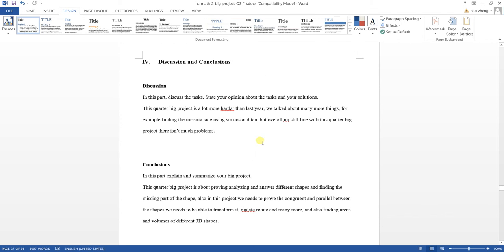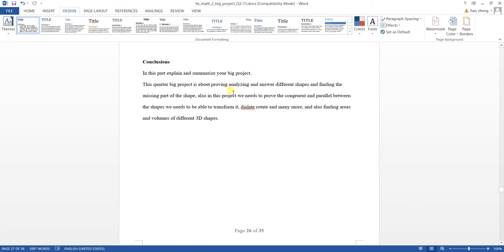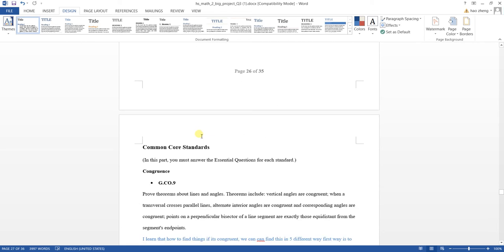And then let's come to the conclusion. The discussion. So in this big project, it's harder than last year, but overall, yeah, I'm still fine with it. It's okay. And the conclusion: this quite a big project is about proving, analyzing, and answering different shapes, finding missing parts of shapes. Also, in this project, we need to prove congruent and parallel between the shapes. We need to be able to transform, dilate, rotate, and many more. And also find the area and volume of different 3D shapes.